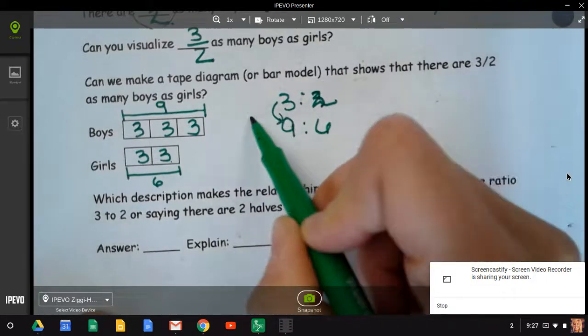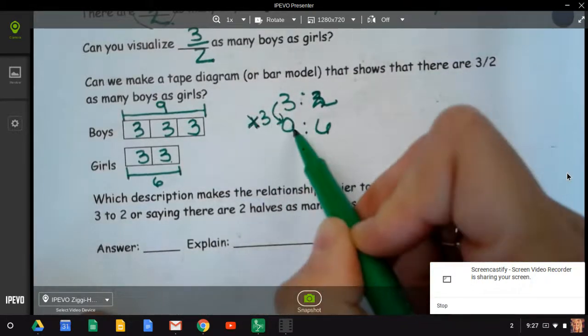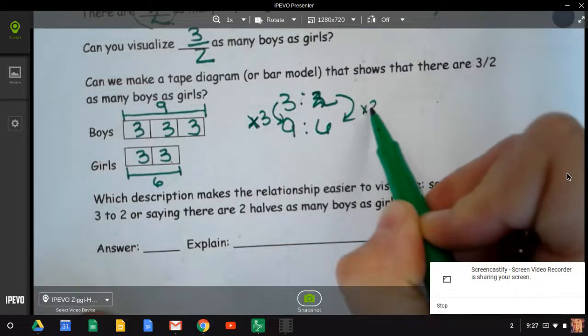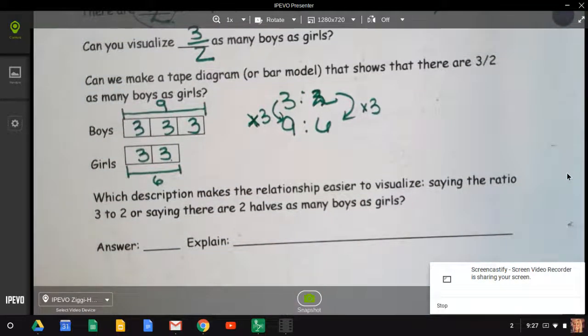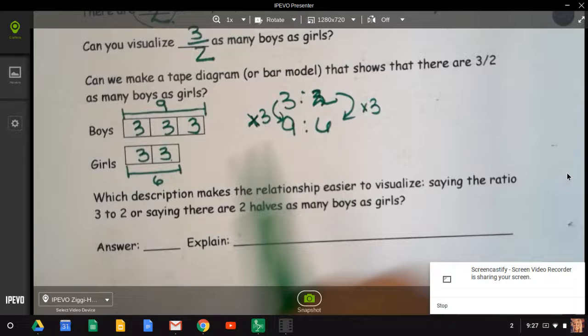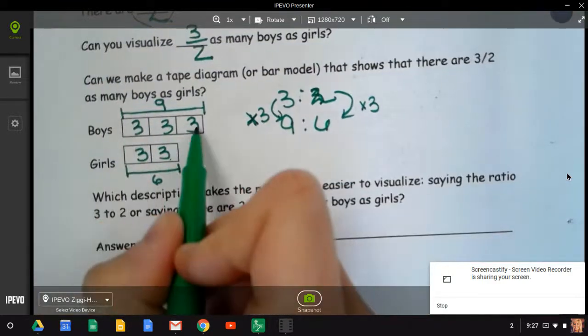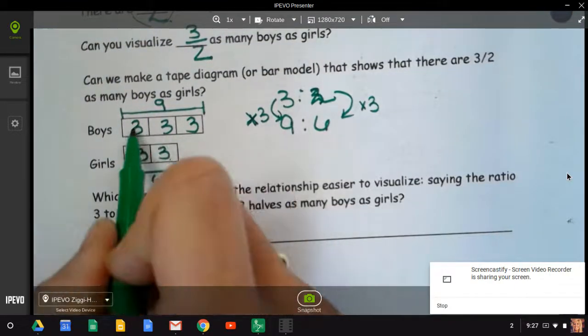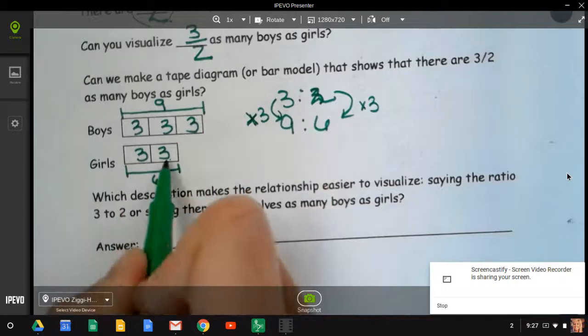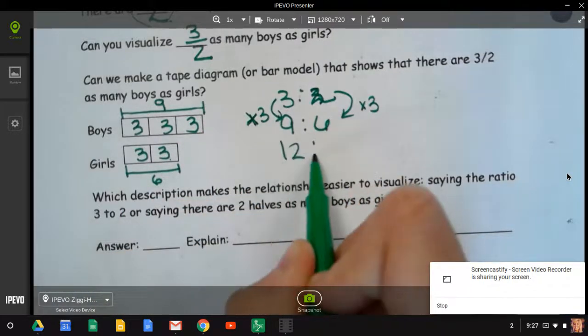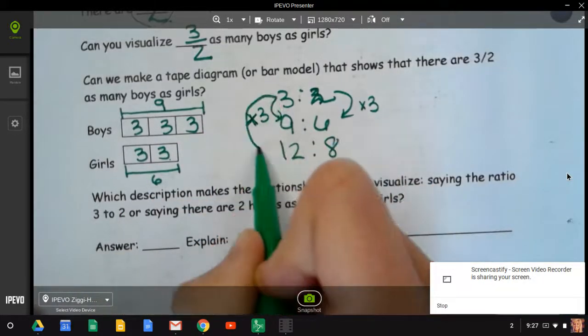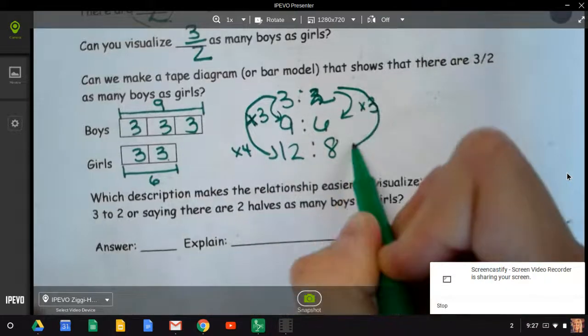Let's make sure. If we multiply this by 3, do we get 9? And if we multiply this by 3, do we get 6? And the answer is yes. Okay, I could have put 4s in each of these. If I put 4s in each of those, I would have 4, 8, 12 to 8. 12 to 8 is another example, which if I multiply by 4 here and I multiply by 4 here, I would get that ratio.